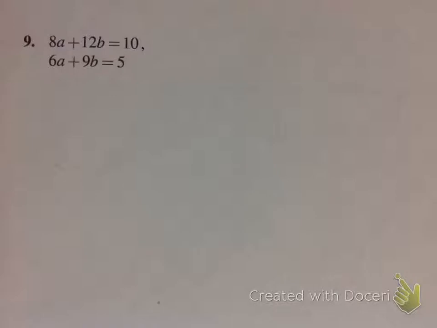So if I could get one of them to be a 24a and the other one to be a negative 24a, then I can get some elimination going. So I'm going to multiply my top equation by 3, and that's going to give me a positive 24. So that means I need a negative 24a in my second equation, which means I'm going to have to multiply all of that by a negative 4 to make that happen. So this is going to give me two new equations, and my a's should be opposites by the time I'm done multiplying.